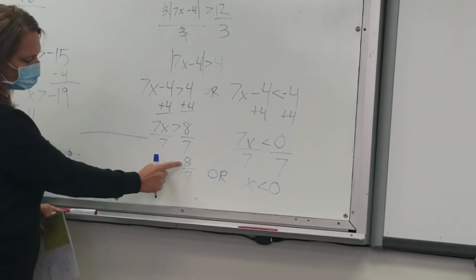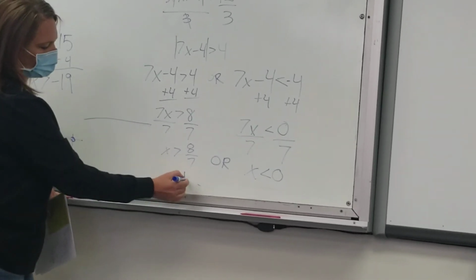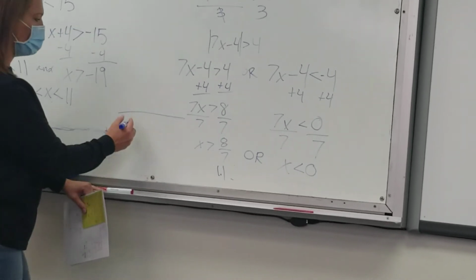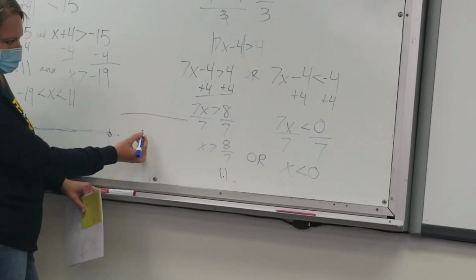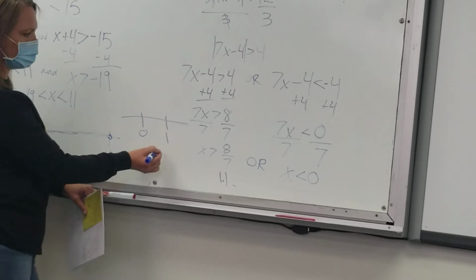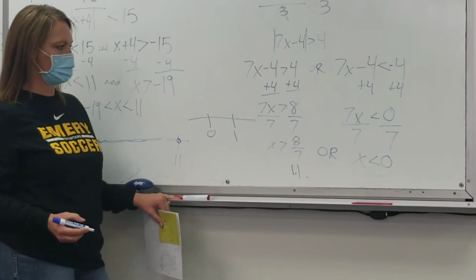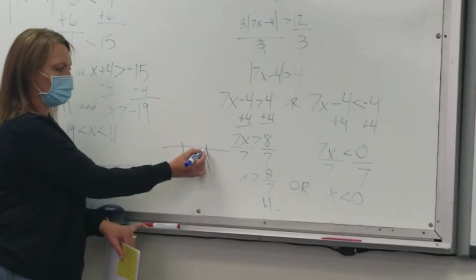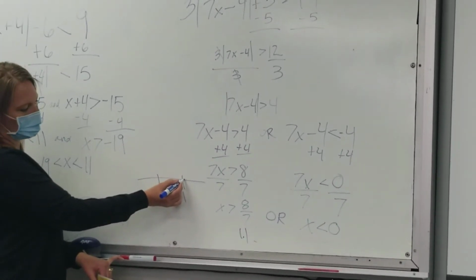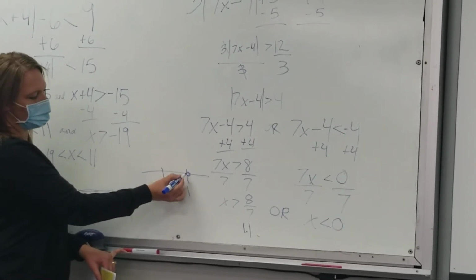So we can think about this. This is 8/7. We have to know how to graph that. If you divide that, you're going to get like 1.1. 1.1, whatever. Okay. So on my line here, I'm going to have 0, and then I'm going to have 1. Okay. X is greater than 1.1. So where am I going to graph that one at? To the right or the left? The right. 1.1 is going to be to the right. Is it open or closed? Open, because it's not equal to.